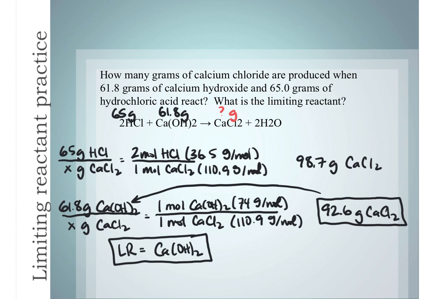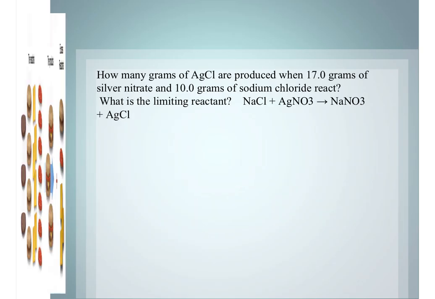All right. So what I'd like you to do now is look at this next problem. Let's try again. How many grams of AgCl, that's the silver chloride right here, can be produced when 17 grams of silver nitrate reacts with 10 grams of sodium chloride? What I want you to do now is pause the video and give this problem a chance. Take a few moments to work out the calculations. Press pause.